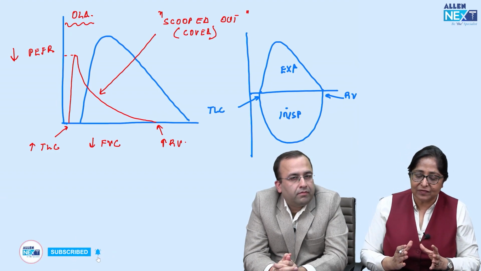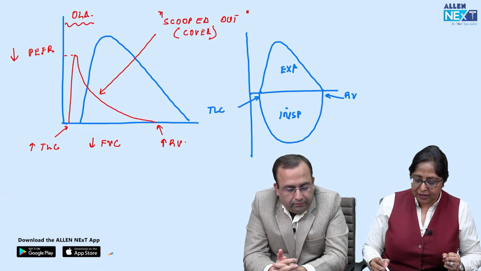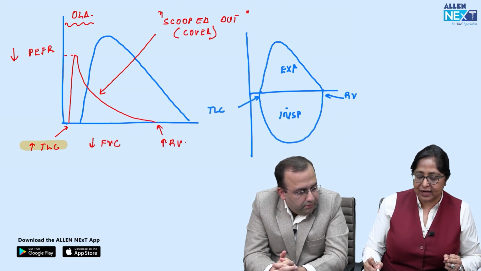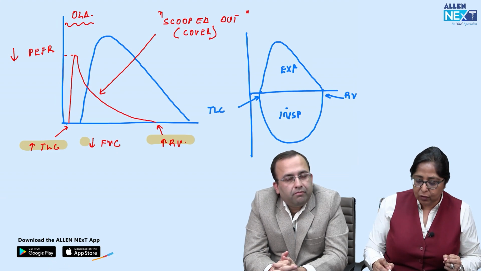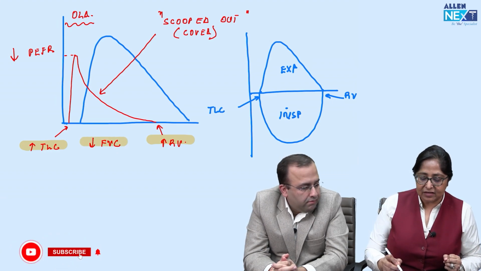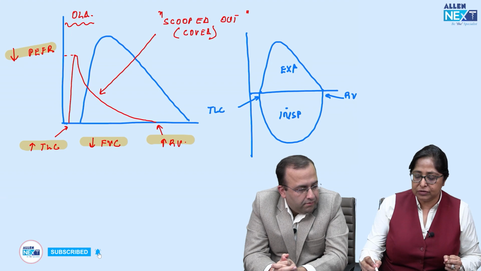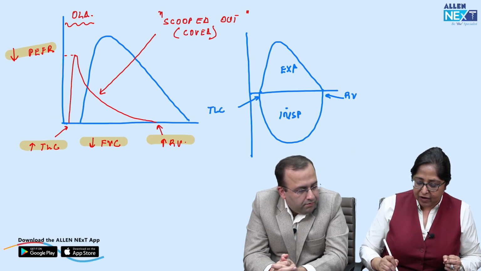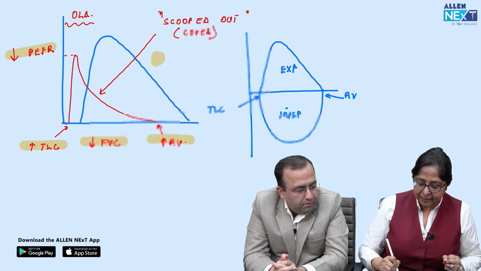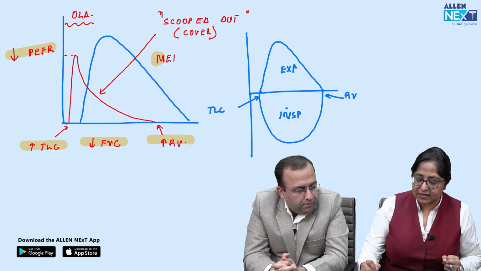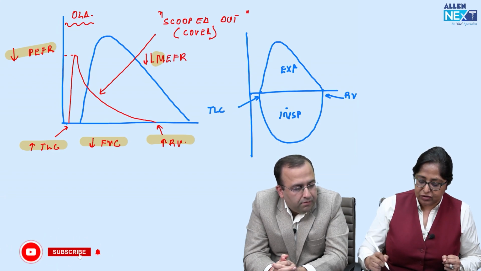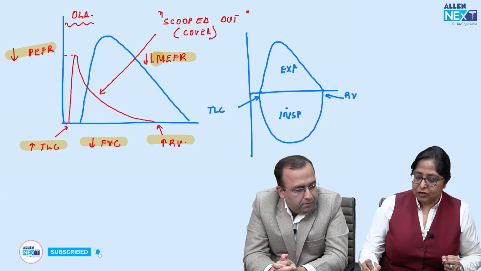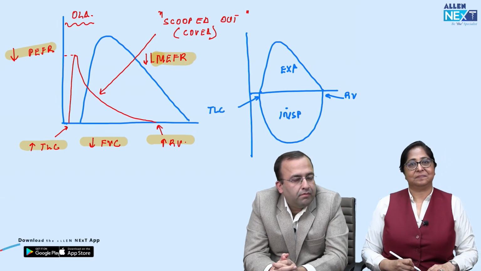What happens in obstructive lung disease? Important things that you've just learned: increase in total lung capacity, increase in residual volume, forced vital capacity in this case is reduced, PEFR is reduced, and MEFR is markedly reduced, which has given rise to what is known as a scooped out curve.